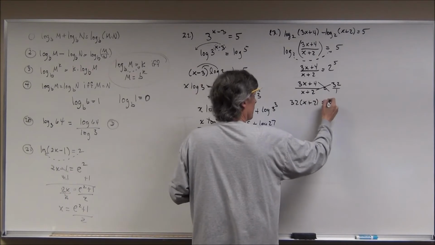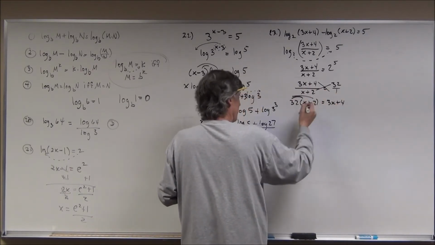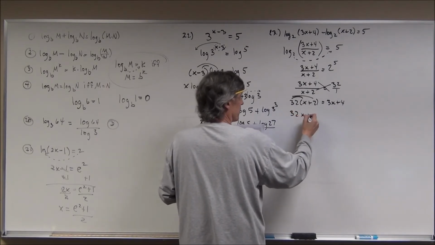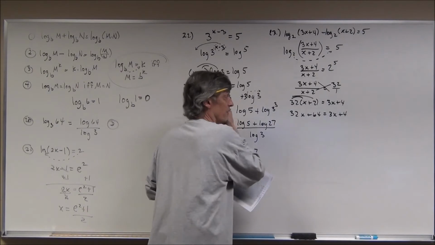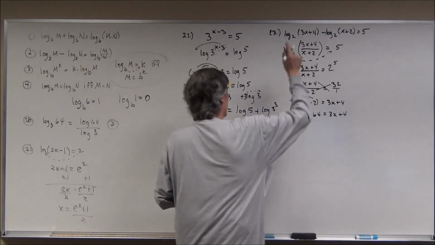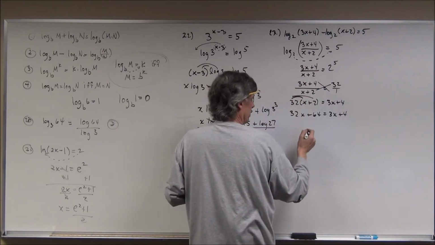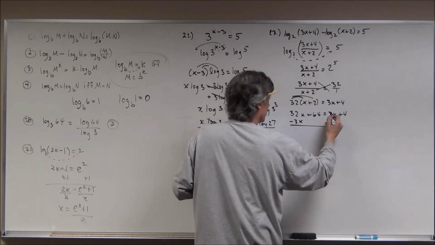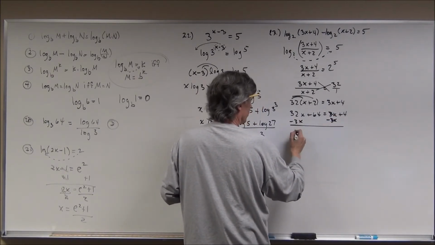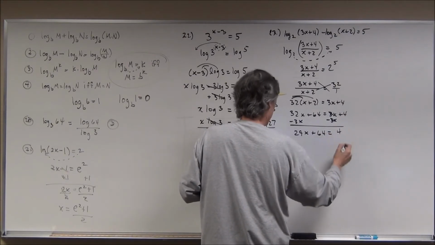I'm going to have to be careful here. 3x plus 4 times 1 is 3x plus 4. I'm going to distribute. 32x plus 64 is equal to 3x plus 4. And now I'm going to solve for x. It's easy now, but I'm going to check my answer to make sure I don't get anything weird. I think it's going to be okay, just looking at it. I subtract 3x from both sides, and I get 29x plus 64 is equal to 4.